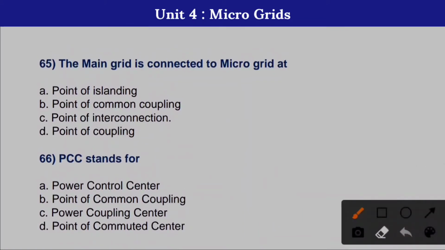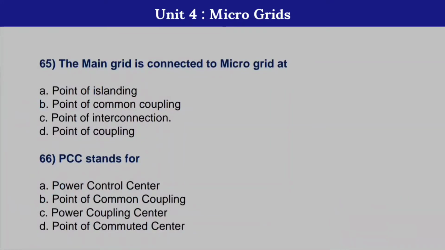65. The main grid is connected to microgrid at. Here correct option is B, point of common coupling. 66. PCC stands for. Here correct option is option number B, point of common coupling.